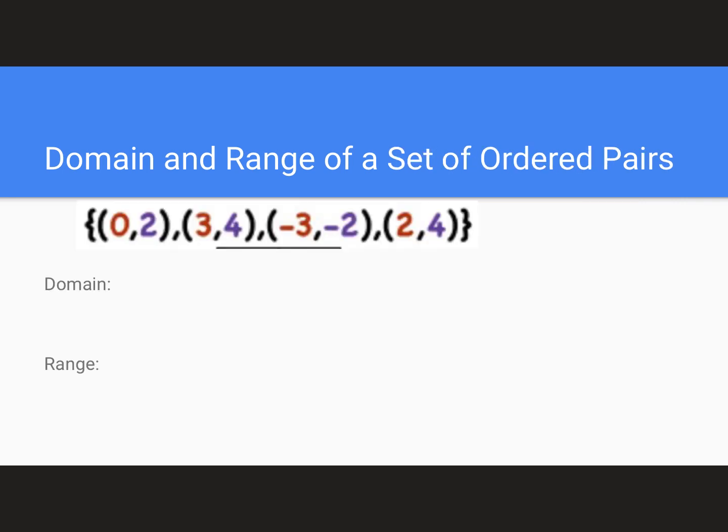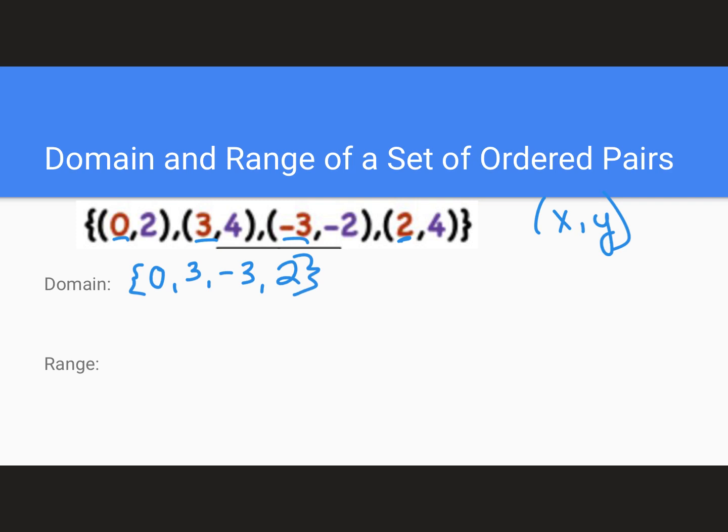So now let's look at the domain and range of a set of ordered pairs. So here I have a set of ordered pairs. Remember that when we have a set of ordered pairs, they are always written x, comma, y, and domain is our x values. So in this case, our domain, again, we're going to put it in a little set of curly cues, is going to be 0, 3, -3, 2.